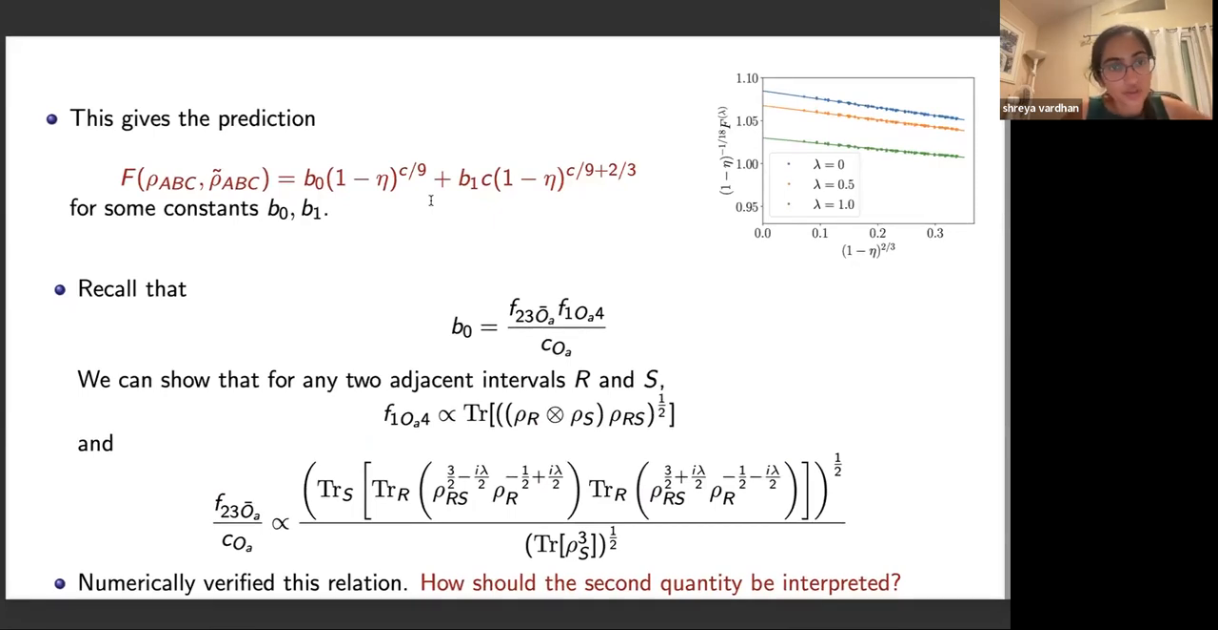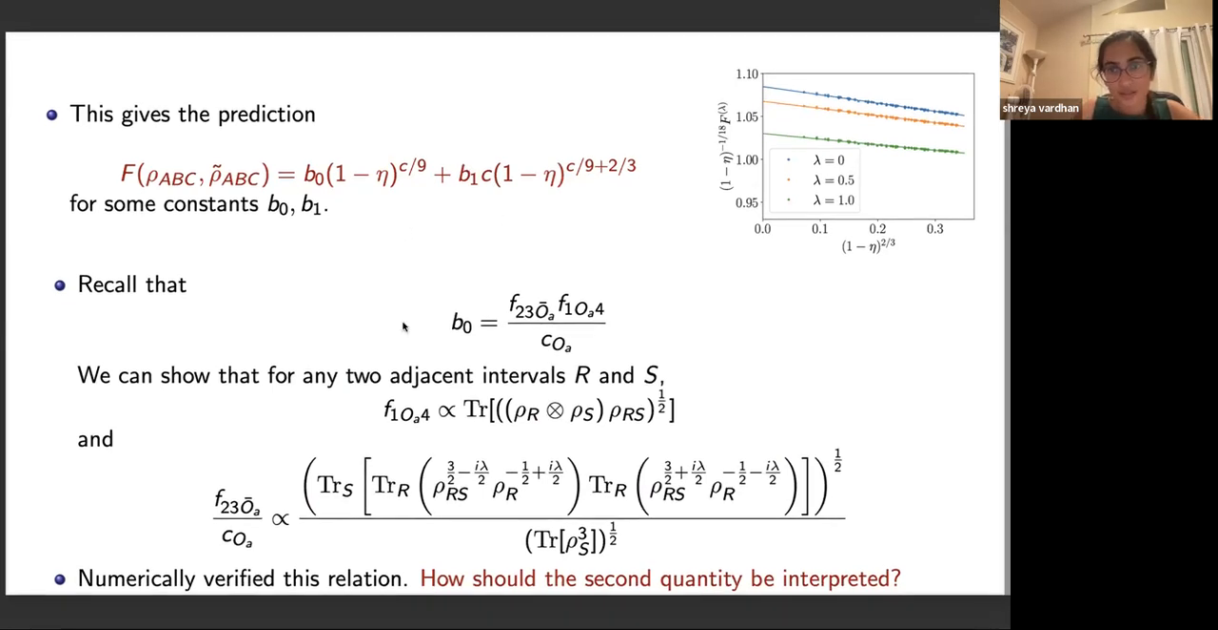Okay, so this is the prediction for the behavior based on the expression that I wrote down in the previous slide, where B0 and B1 are just some coefficients. And we verified that this is exactly how this quantity behaves in that OPE limit.